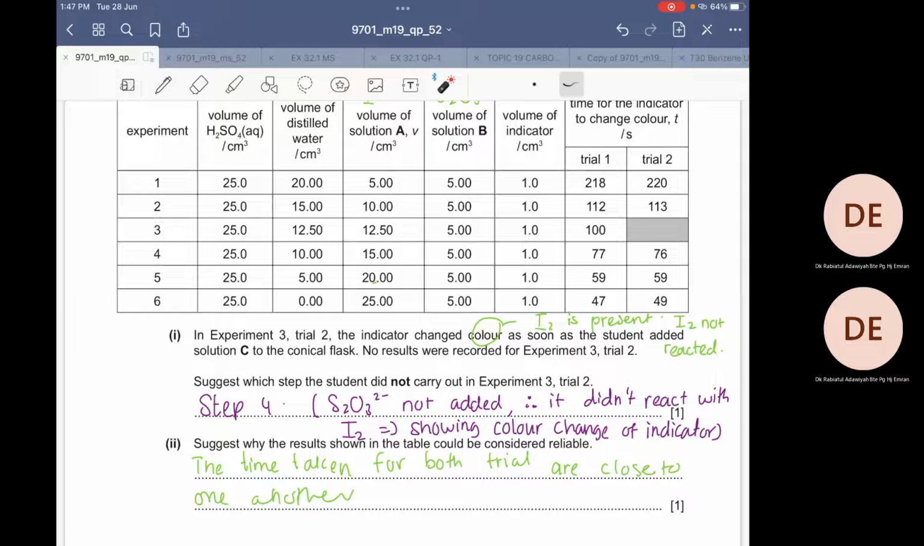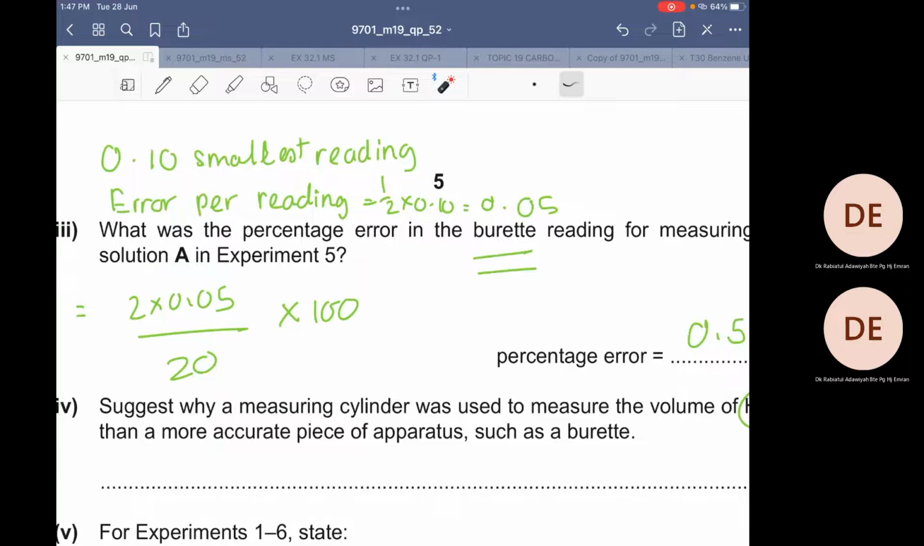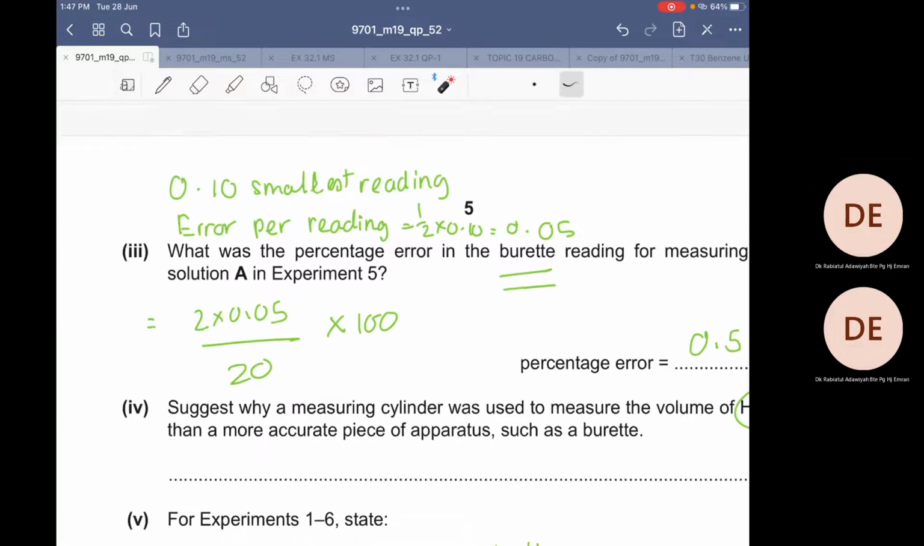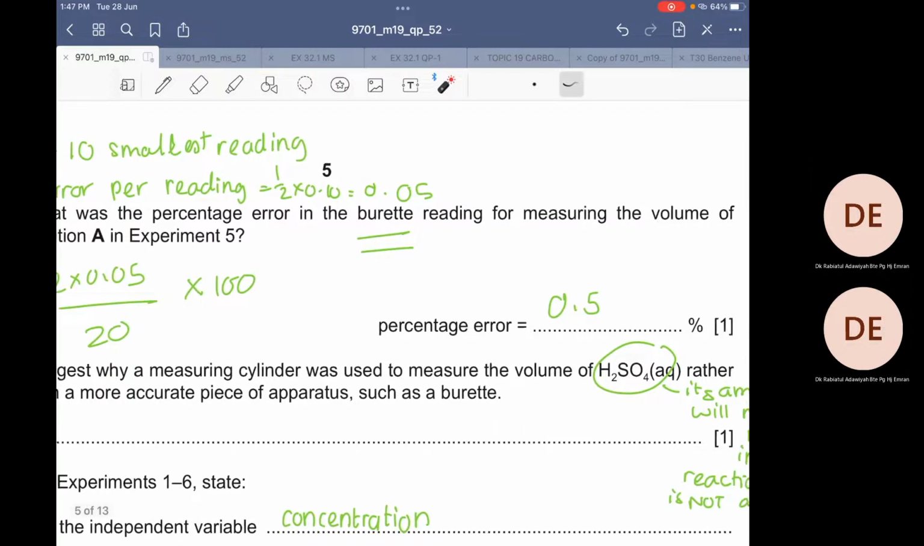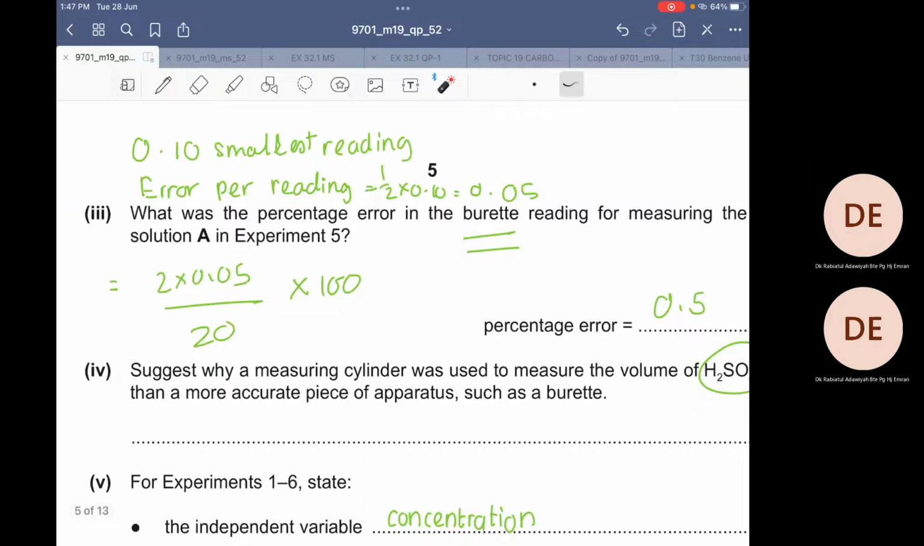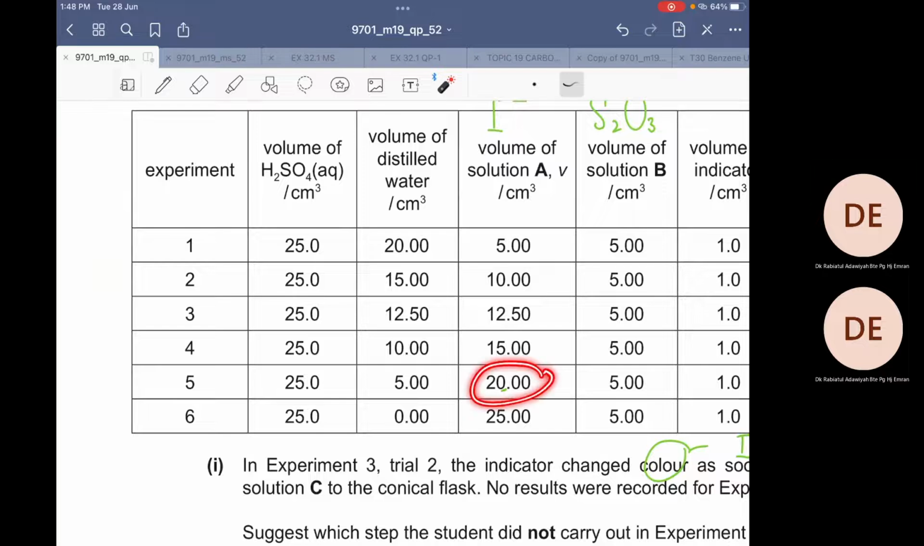The smallest division is the difference between two values that you can read on the Burette. So that brings us to the next one. 0.10 is the smallest reading. The error per reading is half of the smallest reading. But this time, they want you to find the percentage error for the volume of solution A in experiment 5. So if you go to experiment 5, the solution used here is 20.